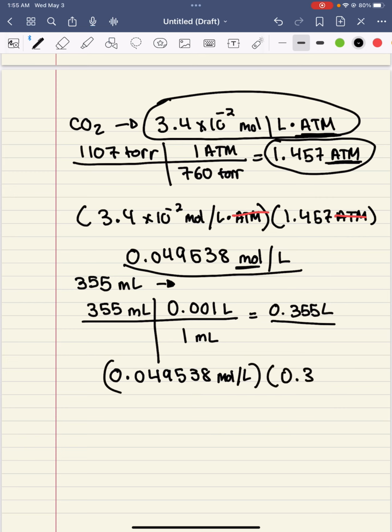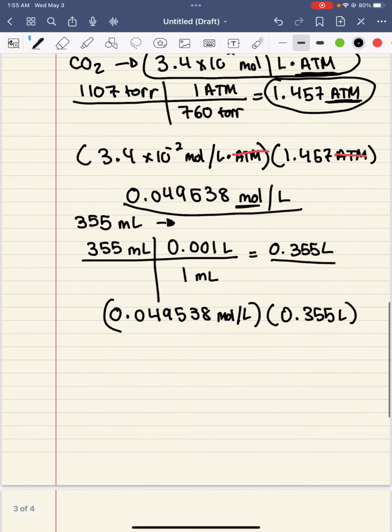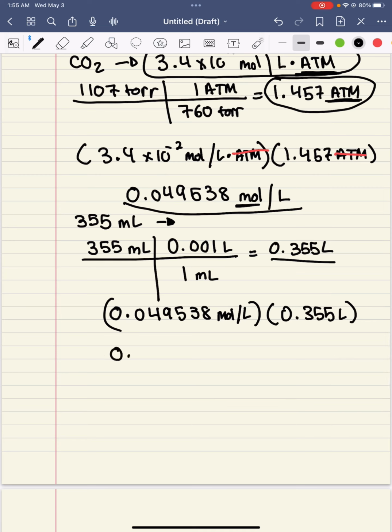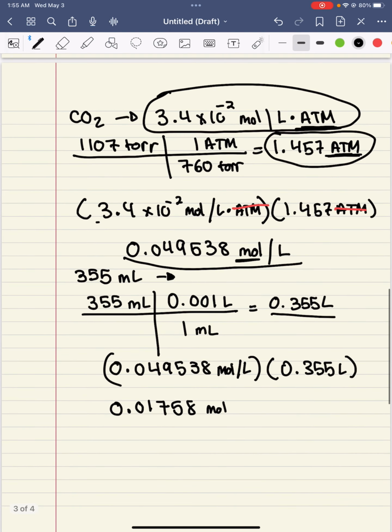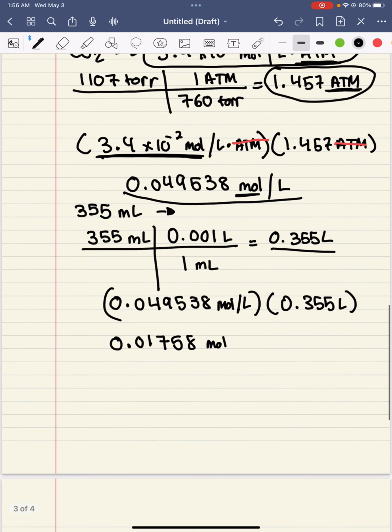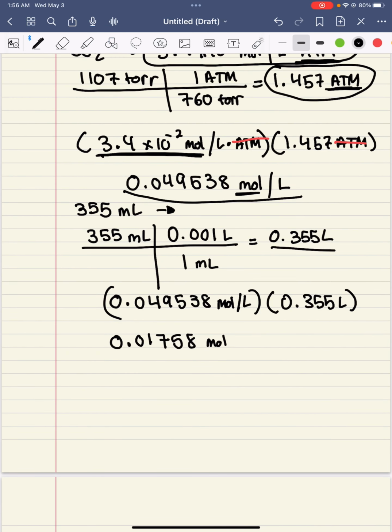times 0.355 liters, and you are going to get a value of 0.01758 moles. But we need two significant figures because that's what we used in our previous equations. So you are going to round this to 1.8 times 10 to the negative second moles of CO2.